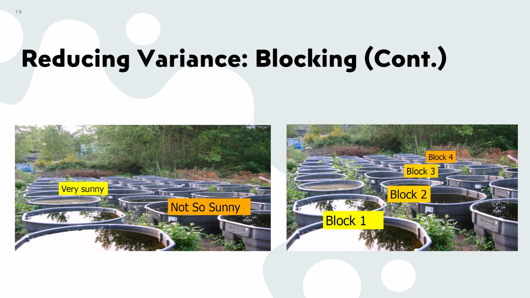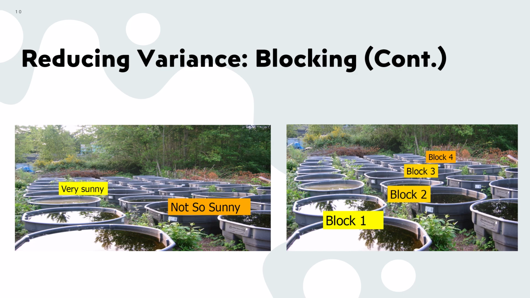You plant seeds in pots arranged in 4 rows along a sloped hill. But there's a challenge. First, one side of the hill is shaded by trees, so those pots get less sunlight than the others. Second, because it's a slope, water naturally drains downward, so the bottom rows retain more moisture than the top ones. These 2 conditions, shade and moisture differences, are nuisance factors. We're not testing them, but they can affect plant growth and introduce bias into our experiment.